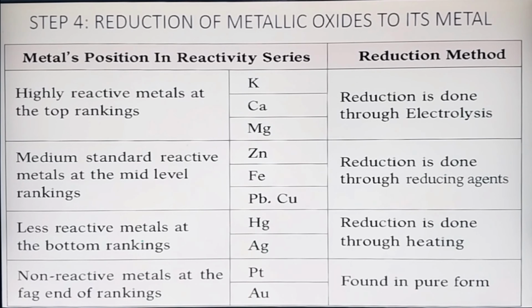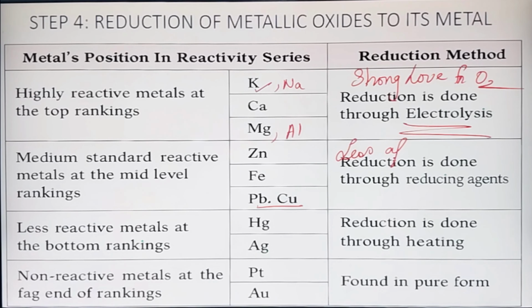Once again, quickly revising. Top 5 metals: potassium, sodium, calcium, magnesium and aluminium. They have a strong love for oxygen, or we can say strong affinity for oxygen. Okay, so because the love is very, very strong, I have to apply the costliest method. Which is the costliest method? The costliest method is electrolysis for sure. Okay, now when we come to the middle one, we have elements like zinc, iron, lead and copper. They have affinity, they do love it, but the affinity is a little less. So I may not waste my money doing electrolysis here.